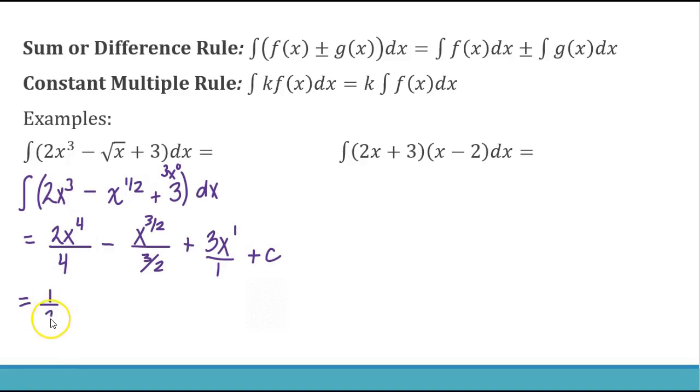So a little bit more simplified, this is 1/2 x to the 4th minus 2/3 x to the 3/2 plus 3x plus c.